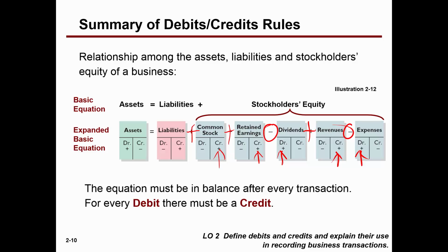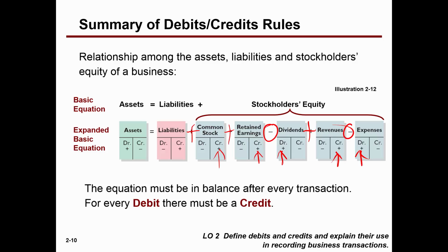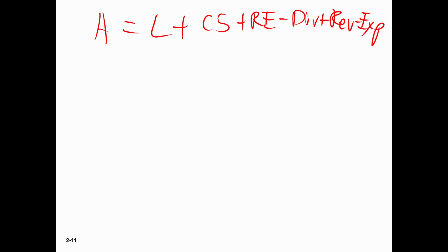Okay, maybe let me rewrite this equation all over again. So the rule again is assets are equal to liabilities plus, what was it now? Common stock, retained earnings. Common stock plus retained earnings minus dividend plus revenue minus expenses. So let me rewrite the equation. Remember, this is just basic arithmetic.